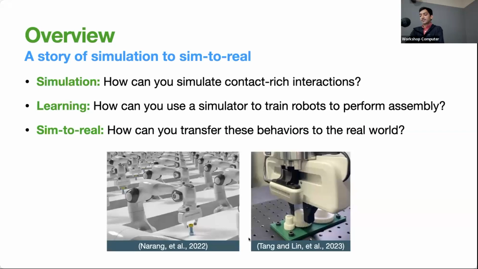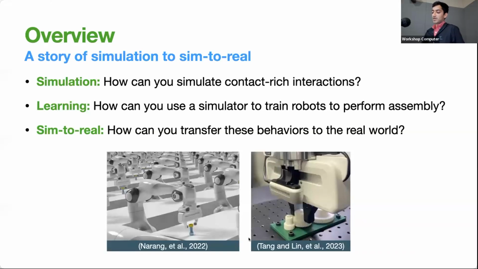In this talk, I'd like to tell a mostly visual story of our efforts at NVIDIA in simulation and sim-to-real for robotic assembly. First, simulation. How do you accurately and efficiently simulate contact-rich interactions? Second, learning. How can you use a simulator to train robots to perform assembly tasks? And third, sim-to-real. How can you reliably transfer these simulated behaviors to the real world?